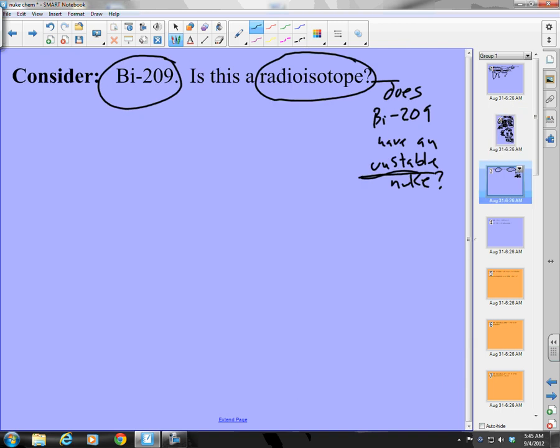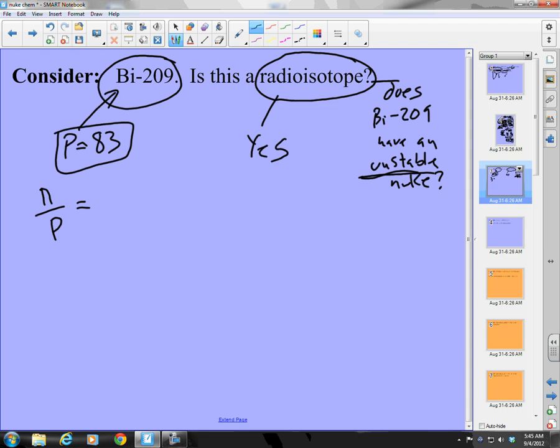Now I think we can answer. Bismuth, hey, there's our buddy bismuth. How many protons does bismuth have? It has 83. Good. Right away, we're going to guess, if it's bismuth or greater, is it a radioisotope? Yes. Now, just for the heck of it, let's look at the neutron to proton ratio. I have 83 protons. This is my mass number, right, folks? So what does that mean? It means I have 126 neutrons.